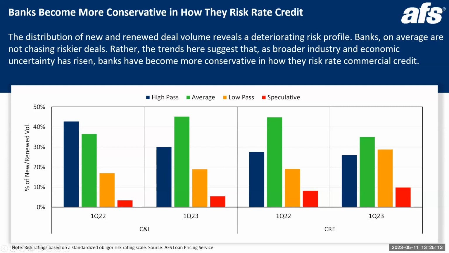What I think is happening here is that rather than banks chasing riskier deals or risk migration taking place, I believe what's happening is that banks are becoming more conservative in how they risk rate credit. So, for example, a loan that in last year's economic environment may have been rated high pass is now, in a more uncertain market, risk rated much worse.